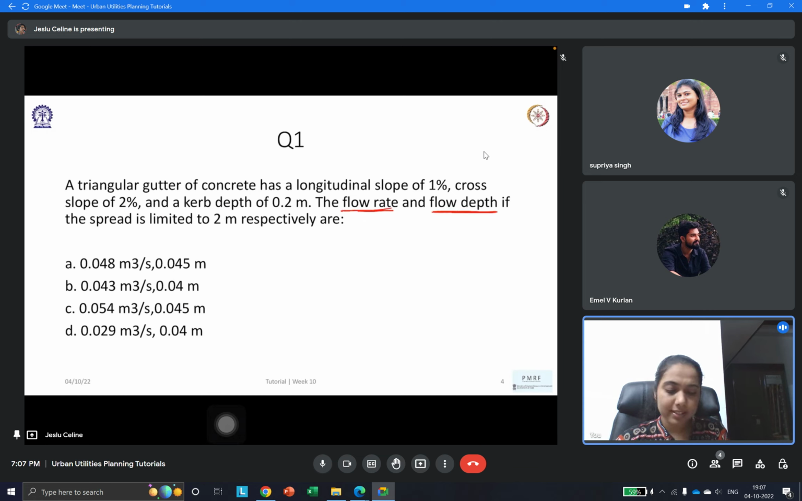So why is it a triangular gutter? Again, the question starts with a triangular gutter. So why do we design triangular gutters? Any observations?